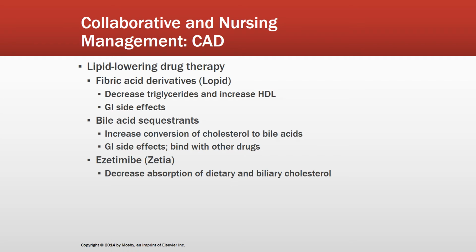Bile acid sequestrants. What these do, they just increase the conversion of cholesterol to bile acids and decrease hepatic cholesterol. So the primary effect is a decrease in total cholesterol level. And the administration of these drugs will also give you, like I said, heartburn, nausea, abdominal pain, constipation. And Zetia is a category of drugs that decrease cholesterol absorption.